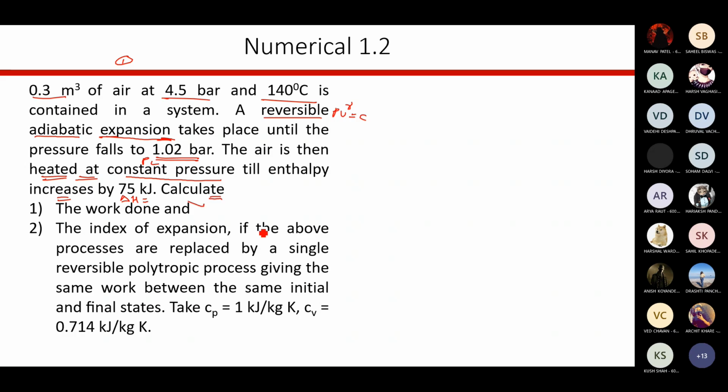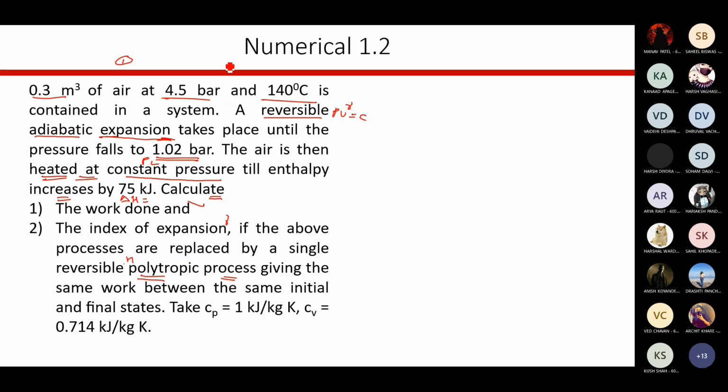Now calculate what you have to do. Calculate the work done and the index of expansion. So what is this index of expansion? Gamma, you have to find it. If the above process are replaced by a single reversible polytropic process. Now this you have to find out when you replace these two processes by a single process. So the index of expansion, if the above process are replaced by a single reversible polytropic process, means you have to find out N, polytropic process index N.